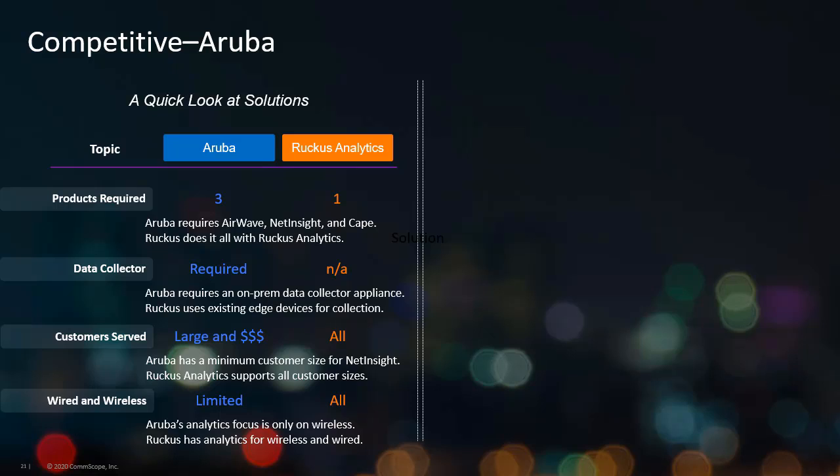Customers served. In terms of the number of customers served, Aruba's Net Insight is also restricted to large customers only with over 2,000 APs, so it's not available for small and medium-sized customers. Their solution is very wireless-centric at this time with limited wire ability as their switches have not yet been integrated. As of this time, we have limited wire capabilities now with full wired support projected in the near future. Why is RUCKUS Analytics a better solution?